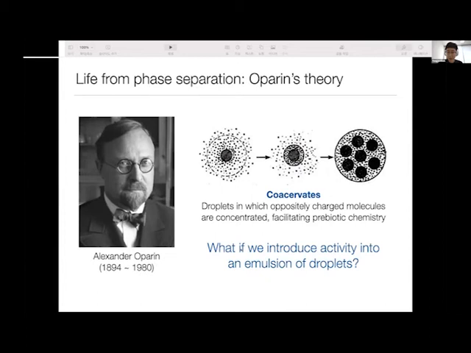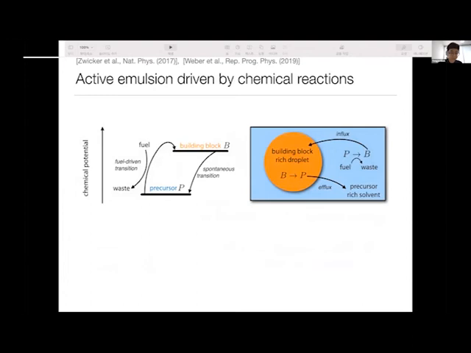But what if we introduce activity into this emulsion of droplets? Since I think I'm already over time a bit, I will just be very brief about this particular model. This is a study by the Zwicker and Weber group, on active emulsions. They considered a very simplistic model of a protocell, which comes from some building blocks B, which can stay together. And they basically come from some precursor material P. This precursor material P can become this building block B only by chemical driving. So there has to be some chemical fuel around this system, which converts precursor P into this building block B. And then when it has B, it can stick together.